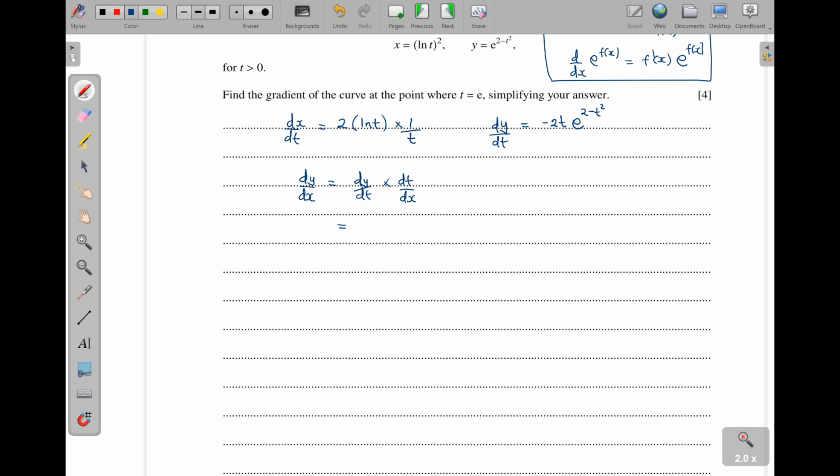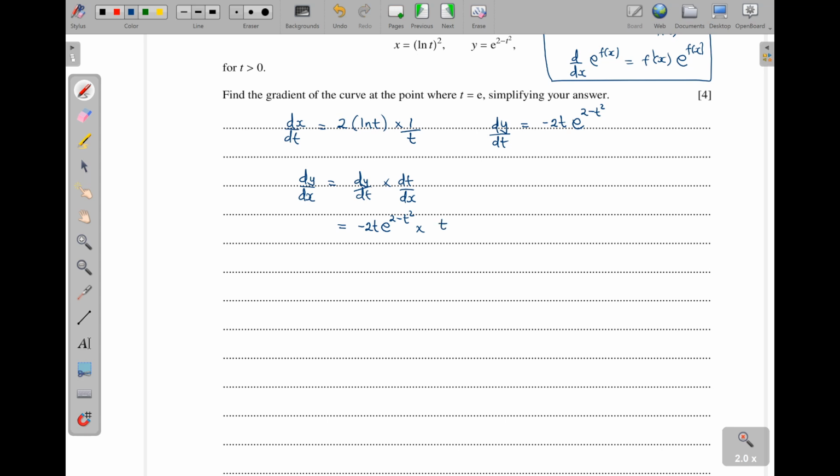Now, this is dy/dx. dy/dt is given as negative 2t e to the power of 2 minus t squared, then times dt/dx, which is going to be the reciprocal of this one. dt/dx is 1 over dx/dt.